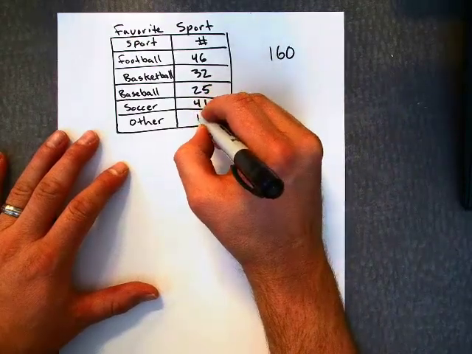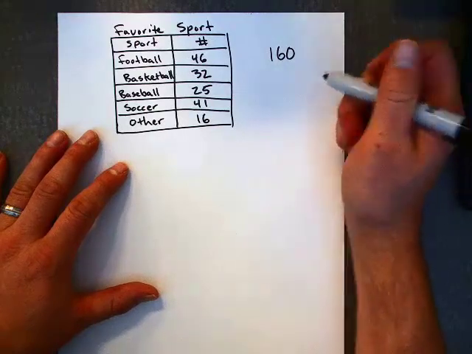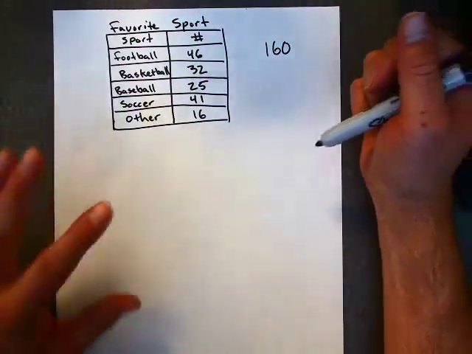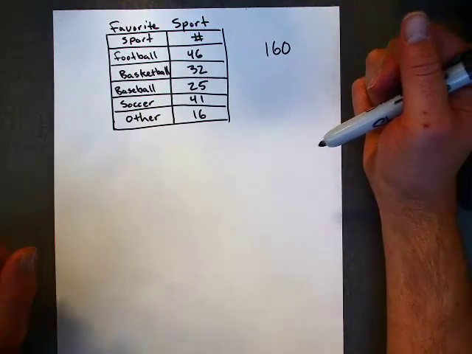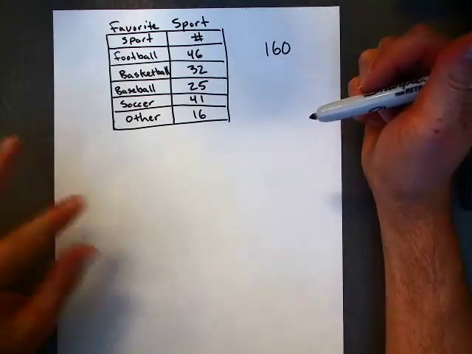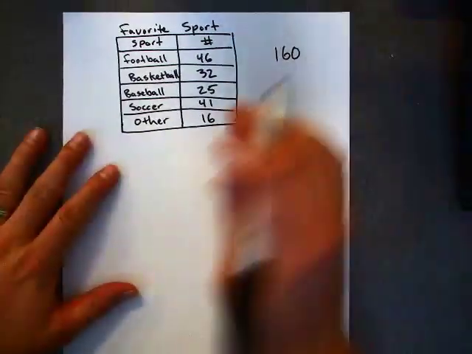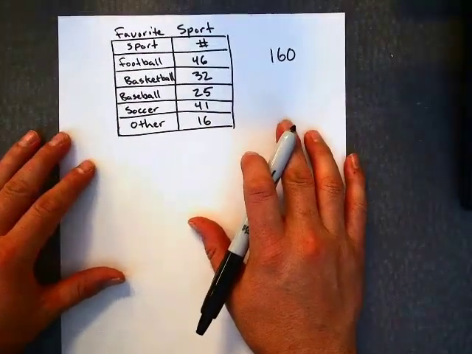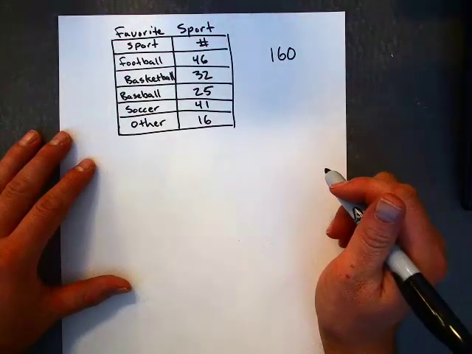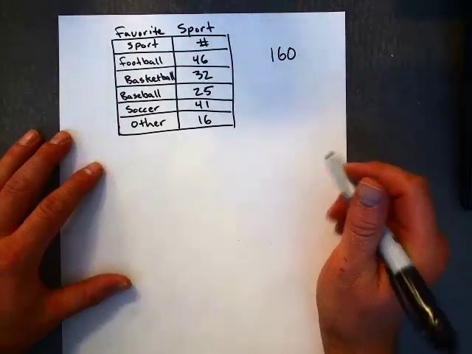Anyways, and 16 said other. So this is my experiment here. So am I looking for theoretical or experimental probability? So which one? Experimental or theoretical? Yes, experimental. So what's the experimental probability of someone having a favorite sport of basketball?